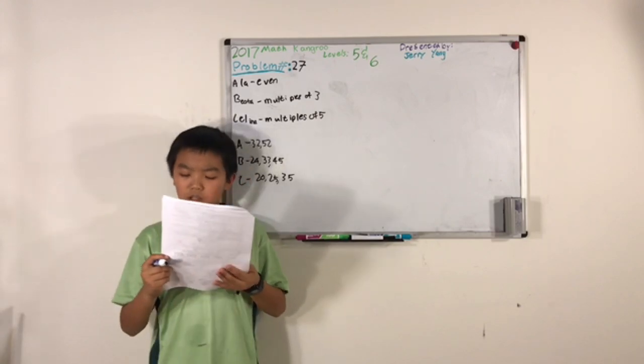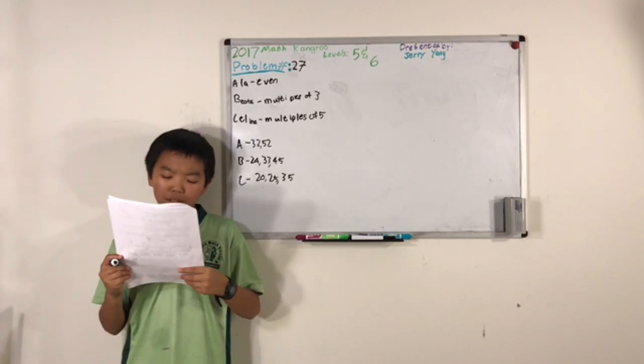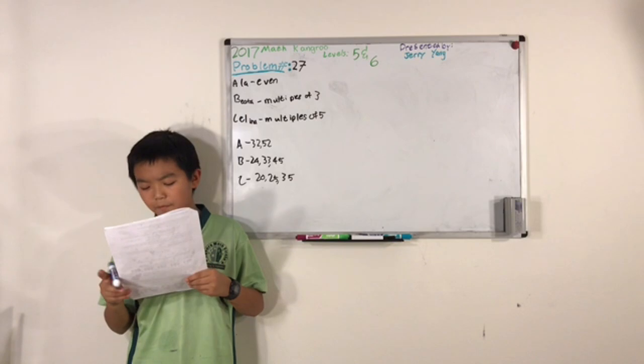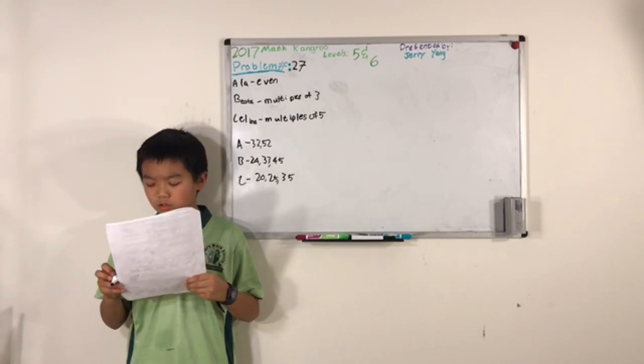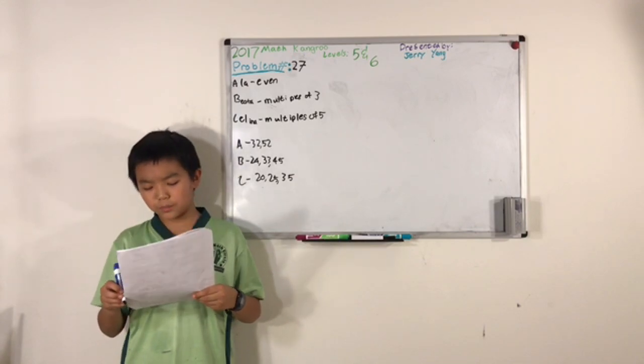It turned out that Alla collected balls with numbers 32 and 52. Beata collected balls with numbers 24, 33, and 45. And Celia collected balls with numbers 20, 25, and 35. What order did the girls approach the basket?